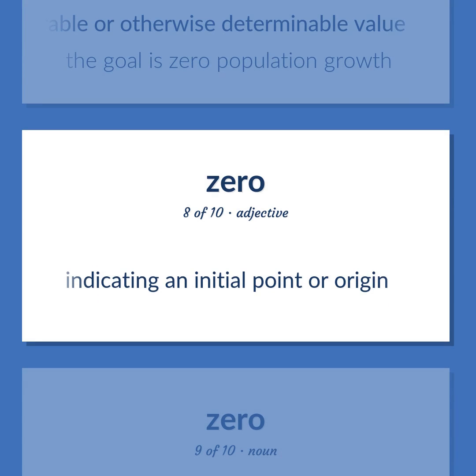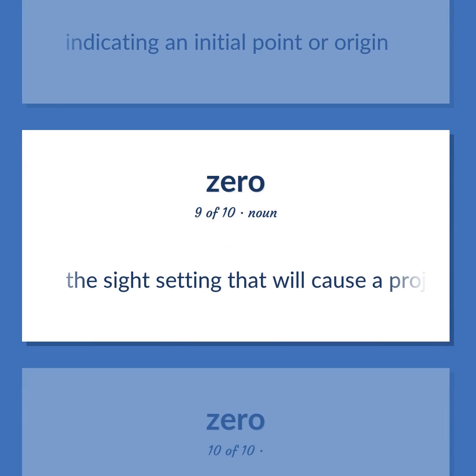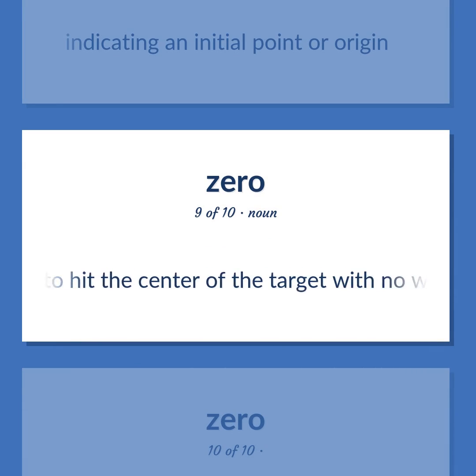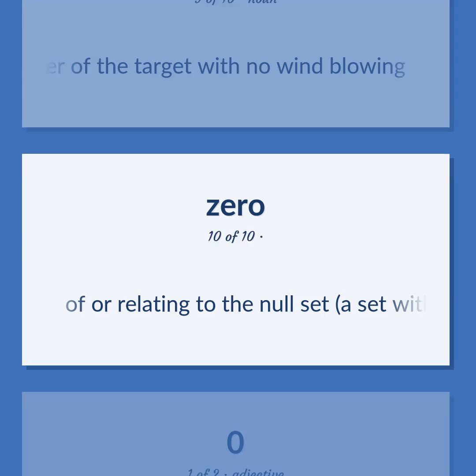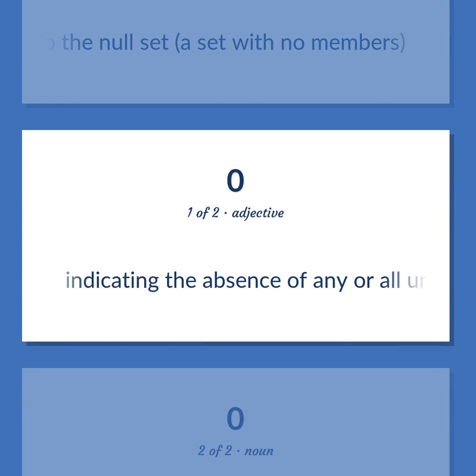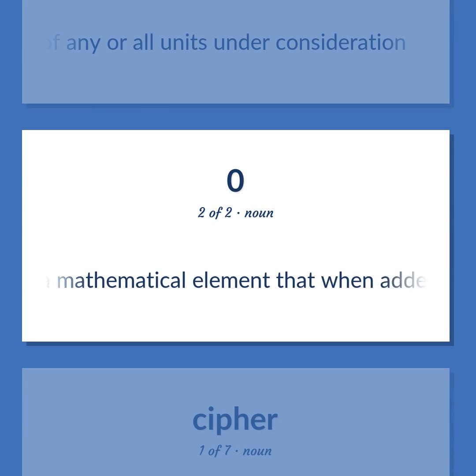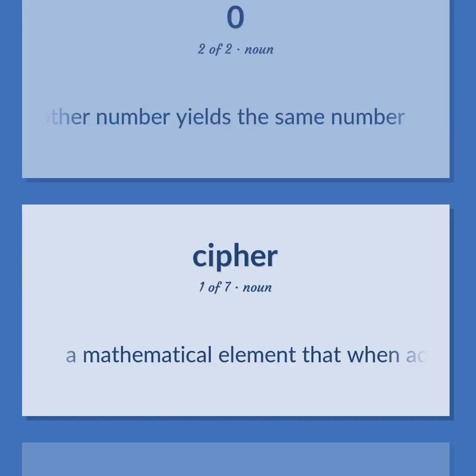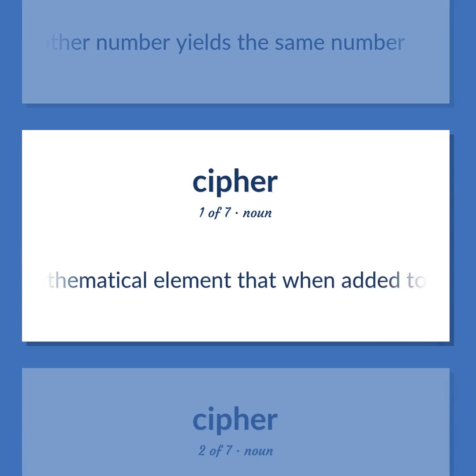Indicating an initial point or origin. The sight setting that will cause a projectile to hit the center of the target with no wind blowing. Of or relating to the null set, a set with no members. Indicating the absence of any or all units under consideration. A mathematical element that when added to another number yields the same number.